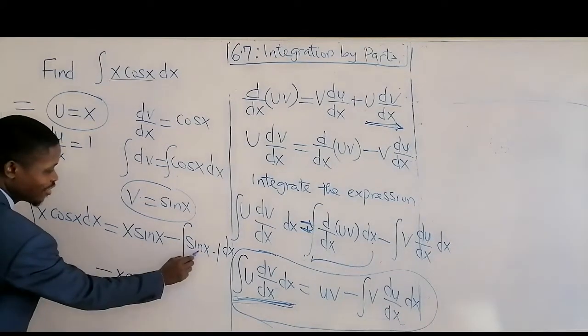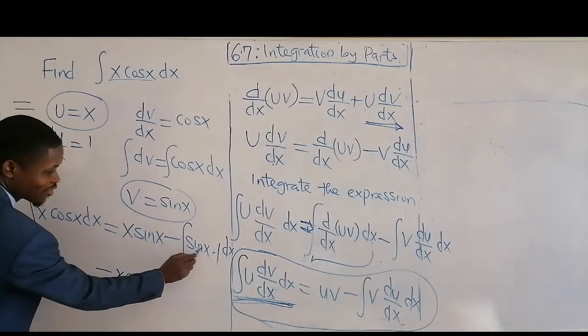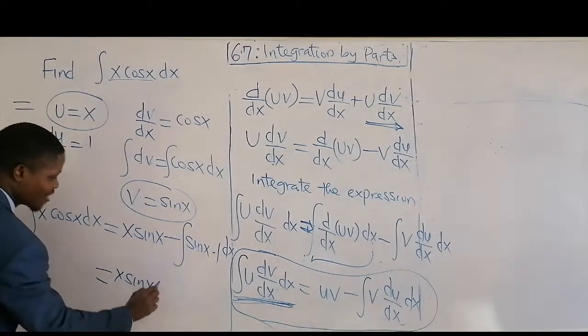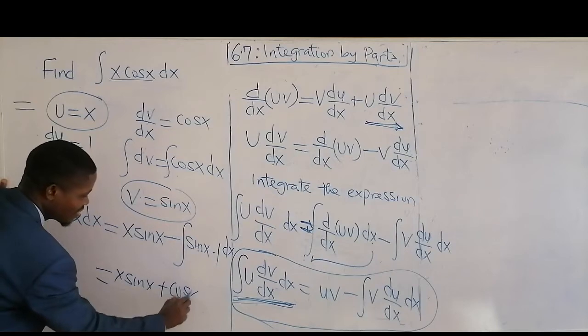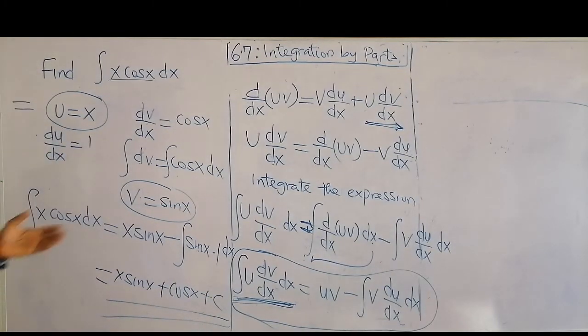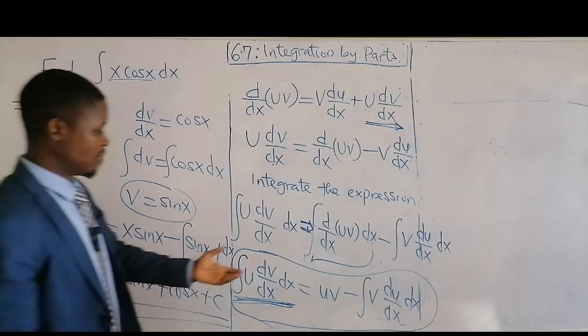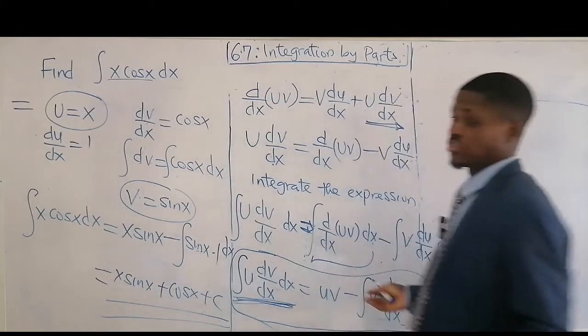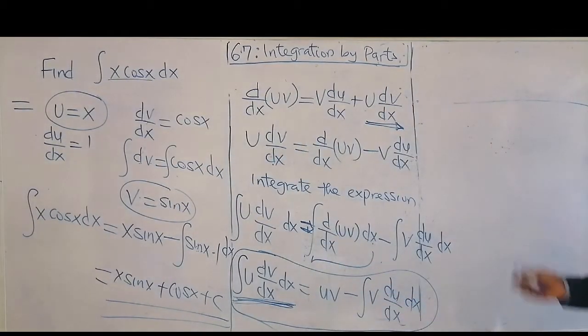And then the integral of this one is minus cos x. So minus, that's what? That's plus cos x. And then plus c. And that's that on these applications of this formula. But you don't have to memorize it. Actually, most questions we make provisions for the formula.